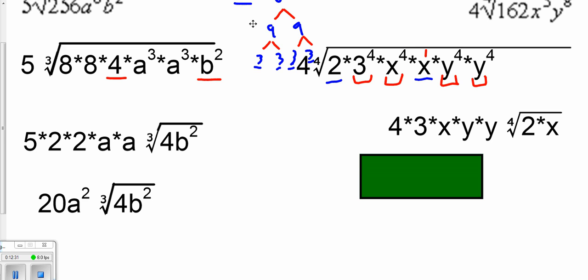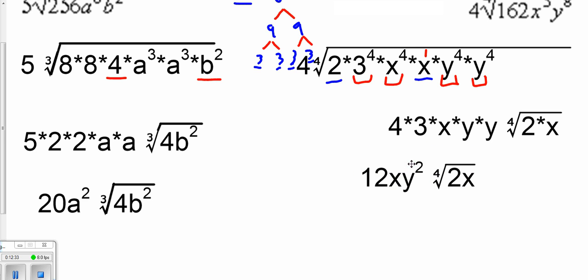Now all we have to do is simplify our pieces down. 4 times 3 is 12, times x times y. Well, that would be a y squared. And underneath our square root, 2 times x is just 2x. So this one would be our final answer then.